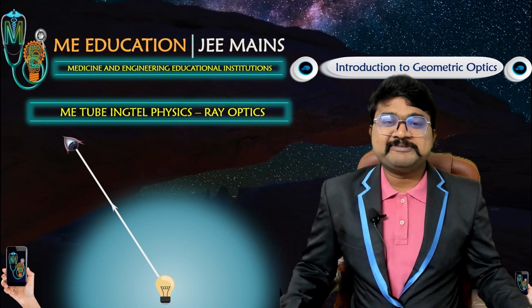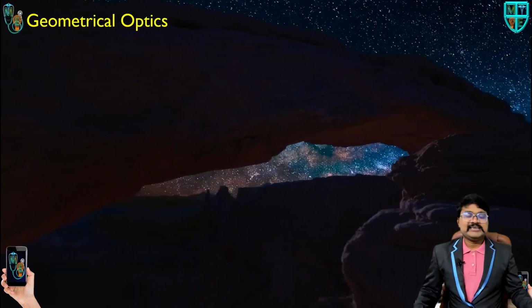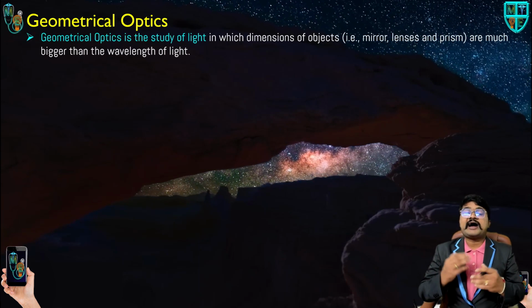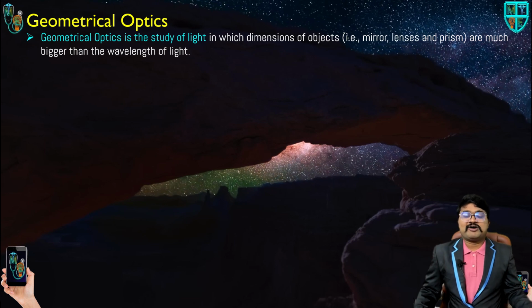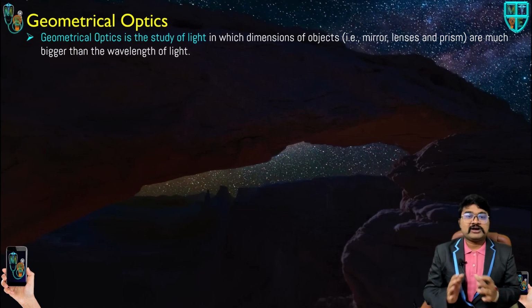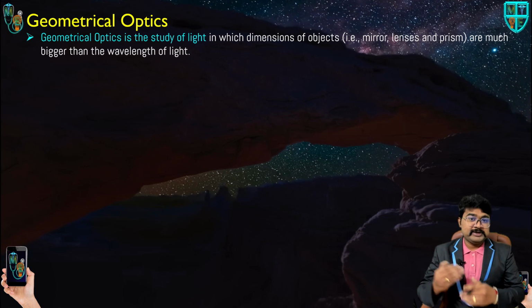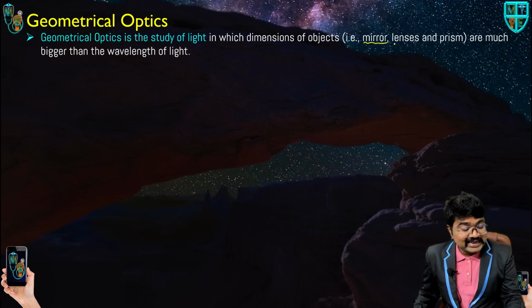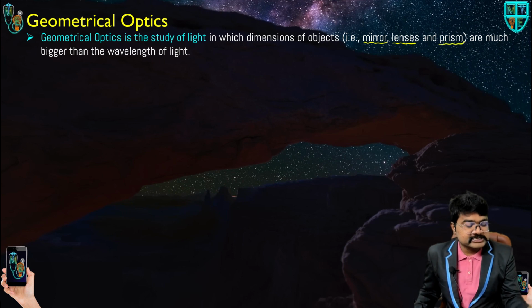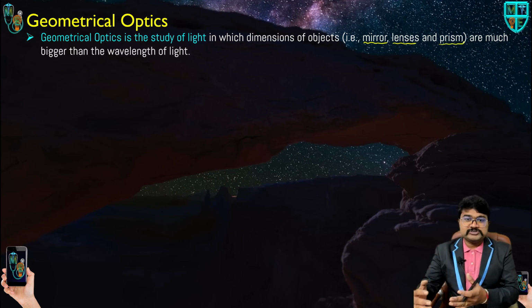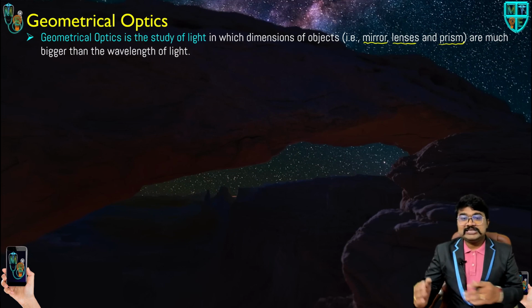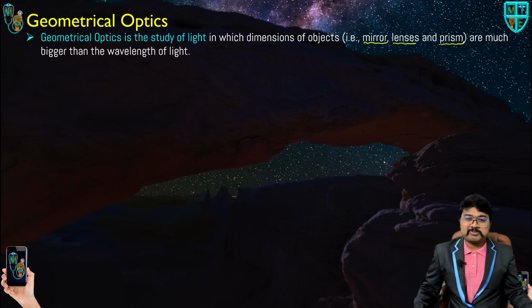Let's start the session. Geometrical optics is the study of light in which dimensions of objects are much higher than the wavelength of light. Here we have different objects we will be discussing in upcoming classes: mirror, lenses and prism. The size of these objects is much higher than the wavelength of light in geometrical optics.